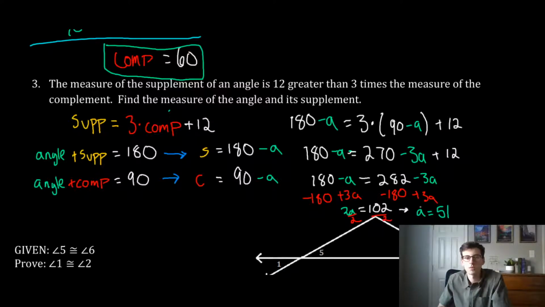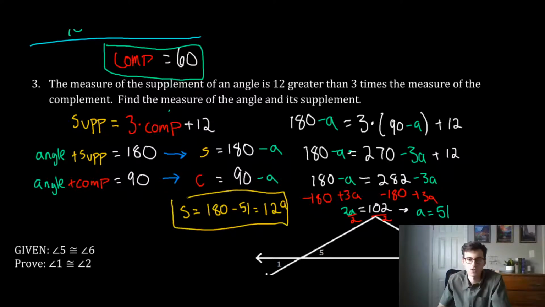A is 51. Okay, so that's A. A is 51, and then the supplement is 180 minus A. So my supplement equals, and I'm just going to do it, 180 minus 51, which is 129. So there's my supplement. There is my angle.